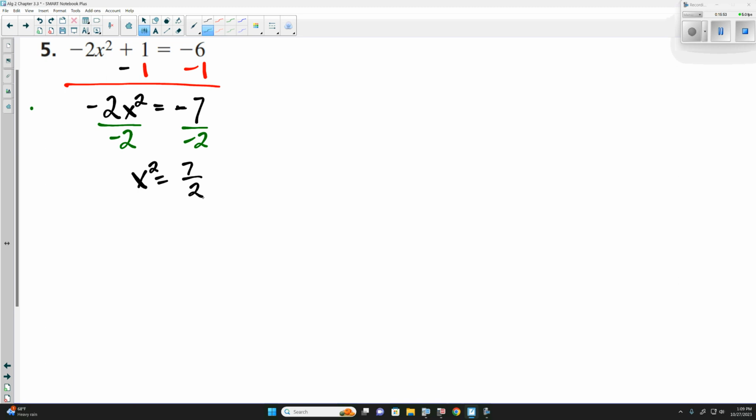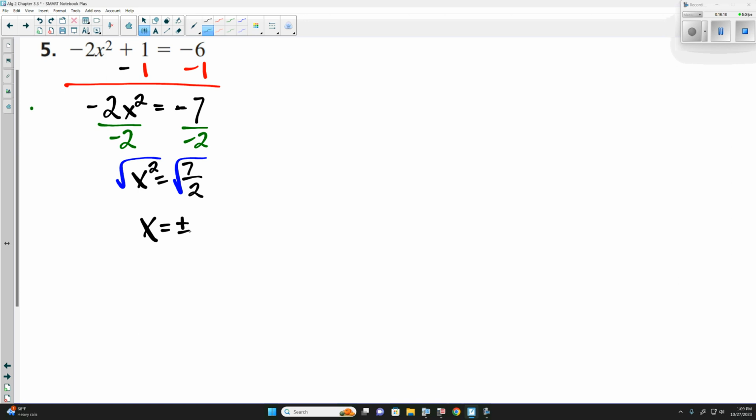taking the square root of a decimal is not always best, and neither calculator will give us it in simplest radical form. It'll only give us it in decimal form. Now, lastly, we need to square root both sides. Square root of x squared is x, which is equal to plus or minus the square root of 7/2.